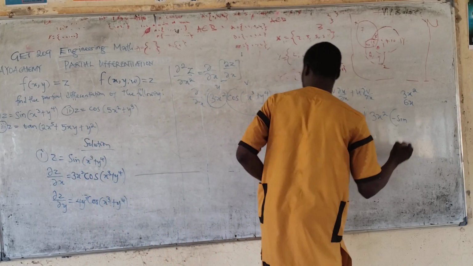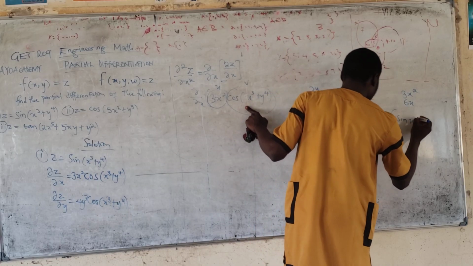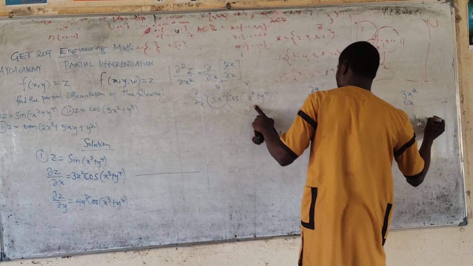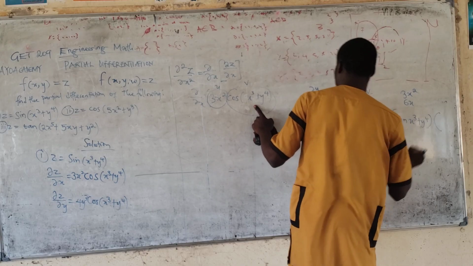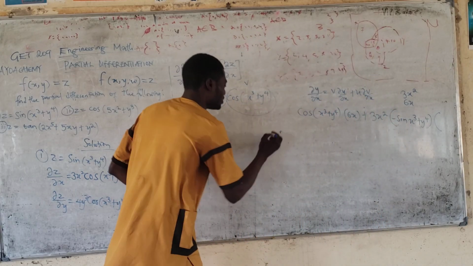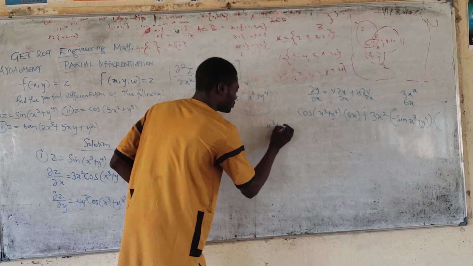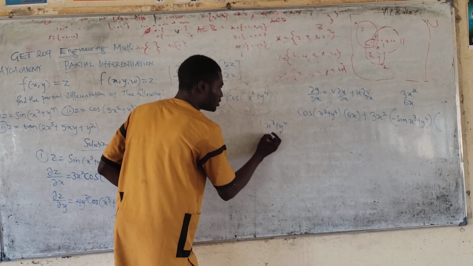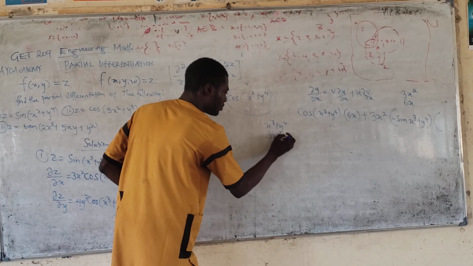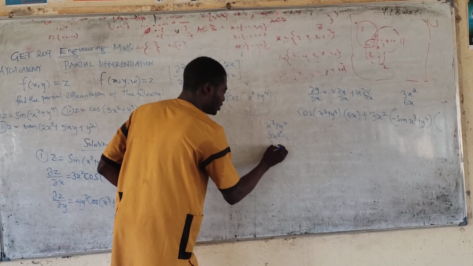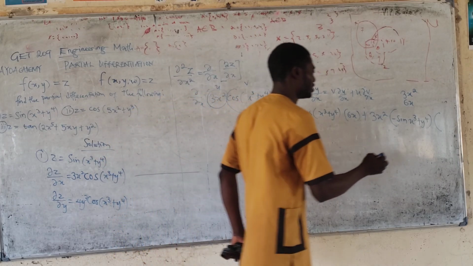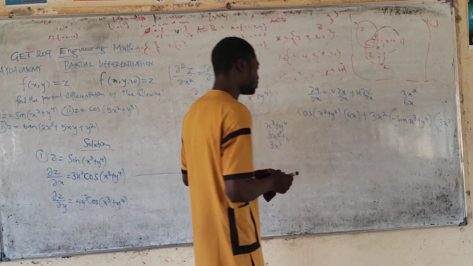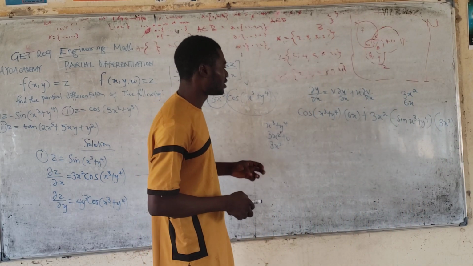So we are going to have minus sine of everything, x cube plus y raised to power 4. Then again, differentiating the one inside with respect to x, we have 3x squared plus 0. So we have 3x squared.